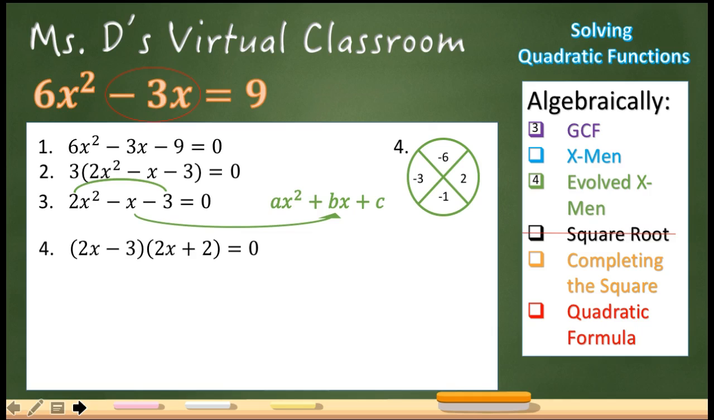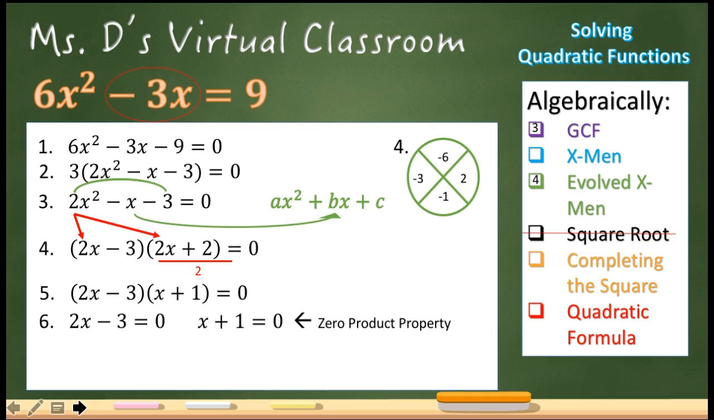times 2x plus 2. Remember, if we multiply by a, it has to be in our factored form. However, we also need to divide by a to undo that multiplication. So the actual factored form is 2x minus 3 times x plus 1. Using the zero product property, we get 2x minus 3 is equal to 0 and x plus 1 is equal to 0. So our solutions for this quadratic are 3 halves and negative 1.